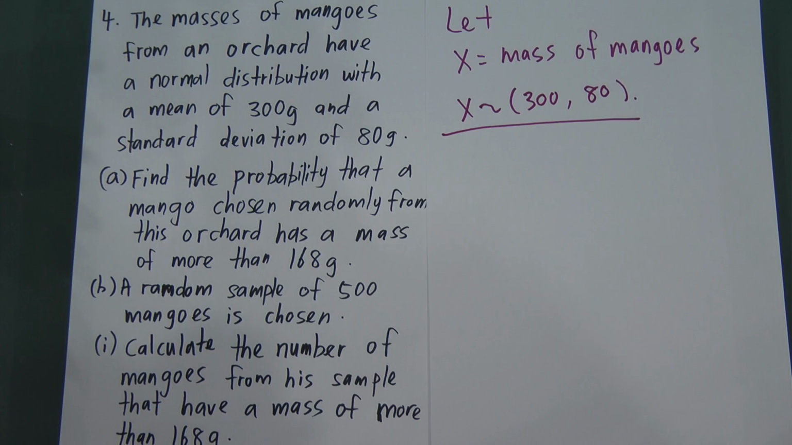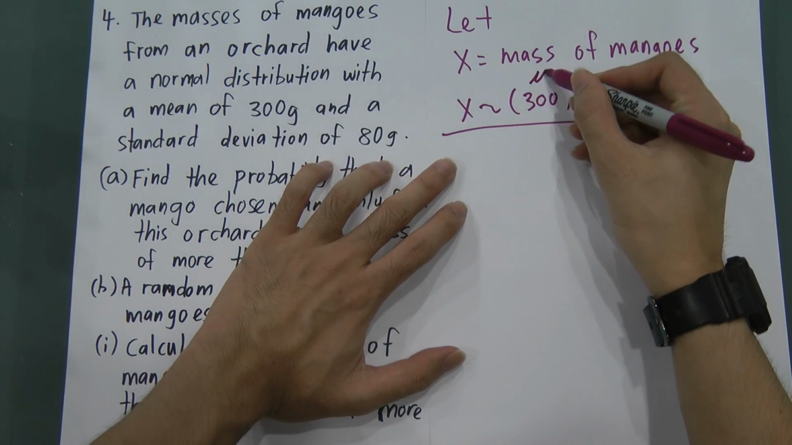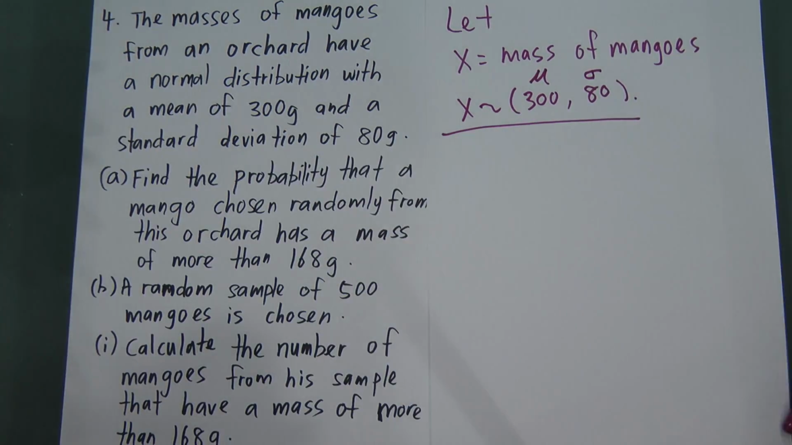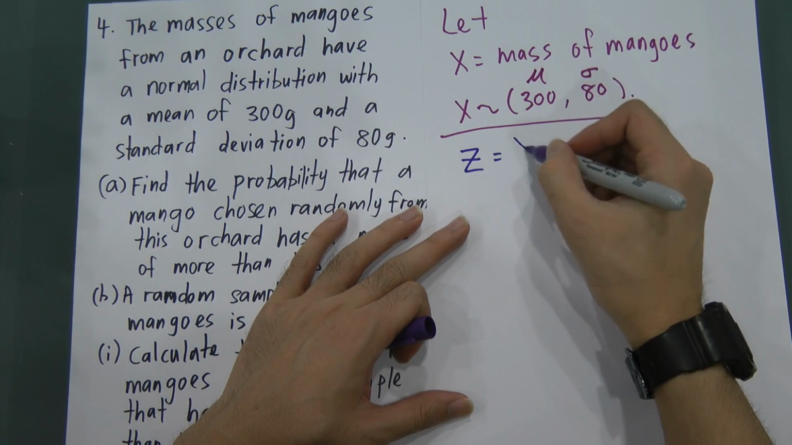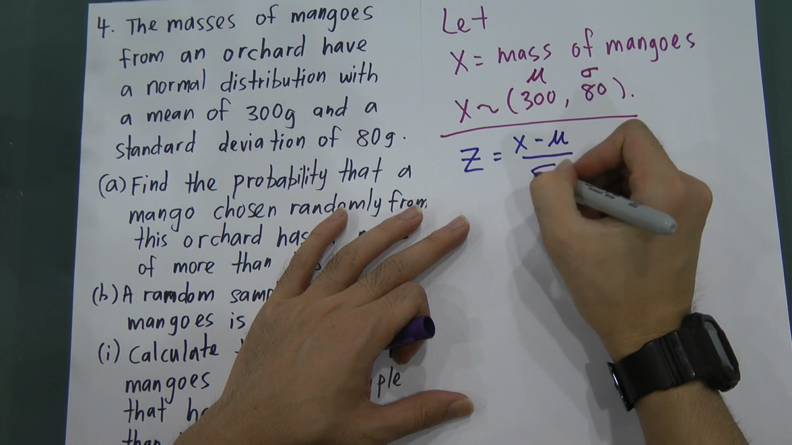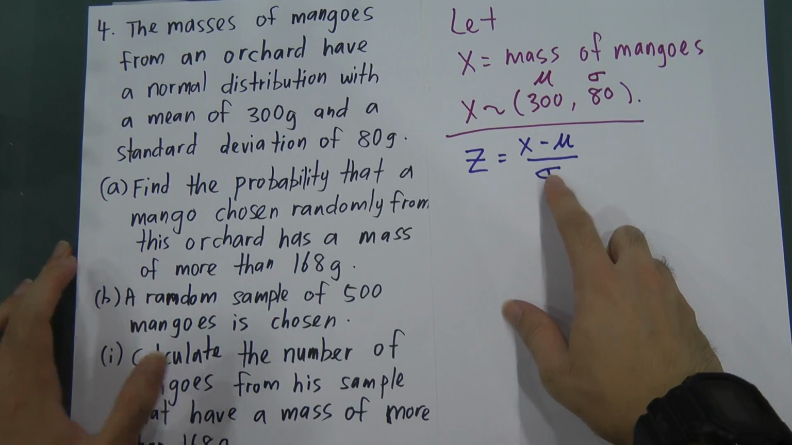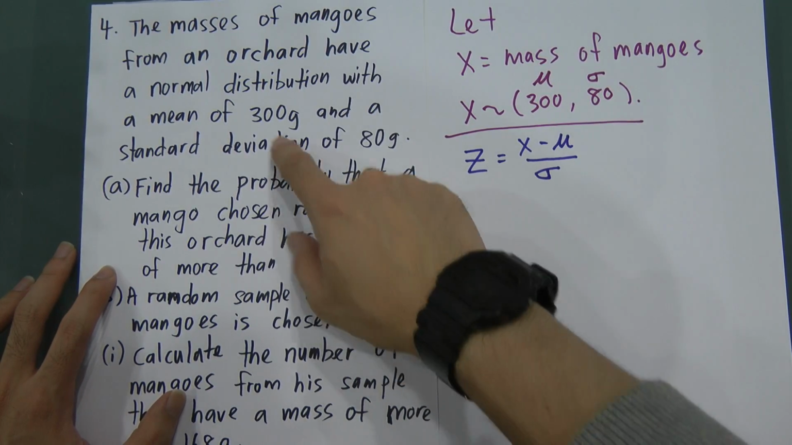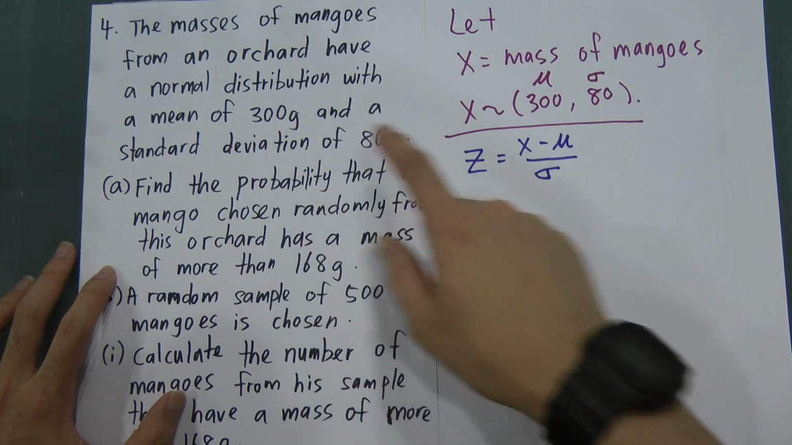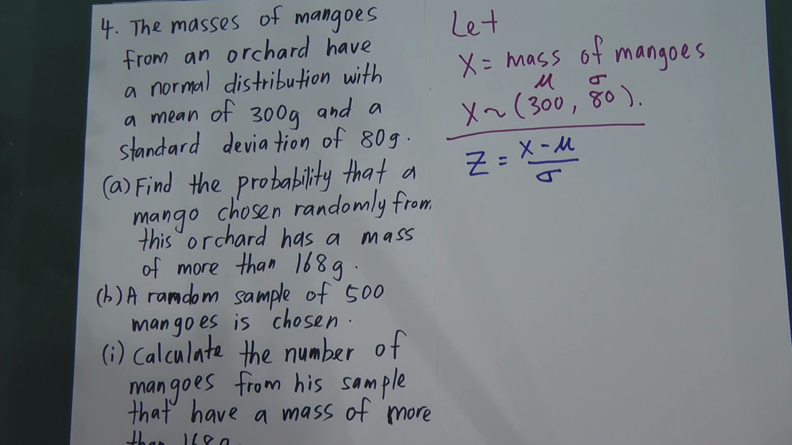You have to know the purpose of why he gives you the mean and standard deviation. This is the mean, this is the standard deviation. The purpose is the formula: z is equal to x minus mean, divided by standard deviation. You must be careful about the standard deviation, because sometimes the question will not give you the standard deviation, he will straight away give you the variance. If he gives you the variance, you have to square root the variance in order to get the standard deviation. Let's say the variance is 25, it means the standard deviation is 5, square root of 25.